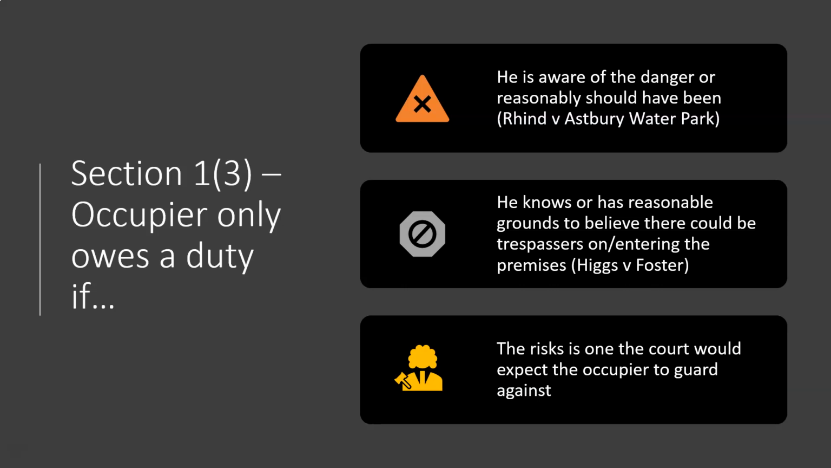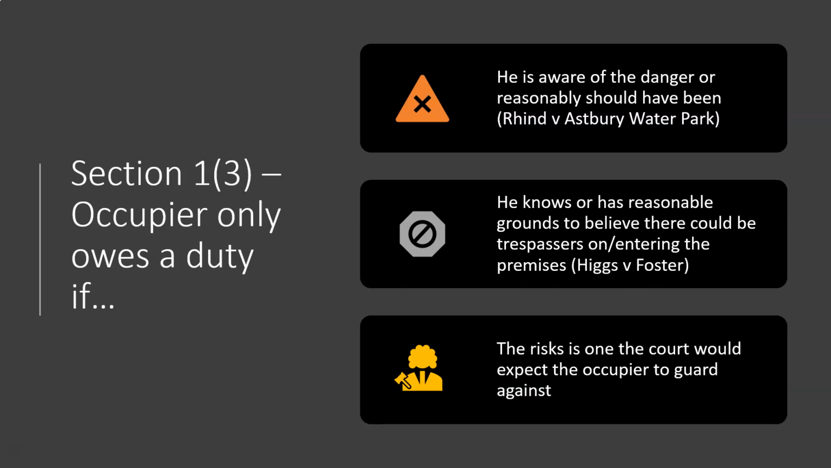And we can see this in Rhind v Astbury Water Park. They owned and operated a water park, and someone had come along and dumped a massive bit of fiberglass in the lake. Unbeknown to them, they didn't know it had been dumped in there, and of course they couldn't see it in the lake because of the colour of it, so they had no reason to know it was in there, and of course they couldn't regularly go through the water and make sure there's nothing in there within reason, because that would be very expensive and there's no way they could do that.